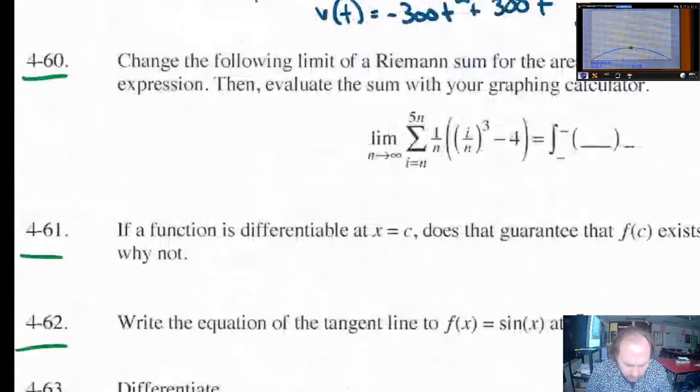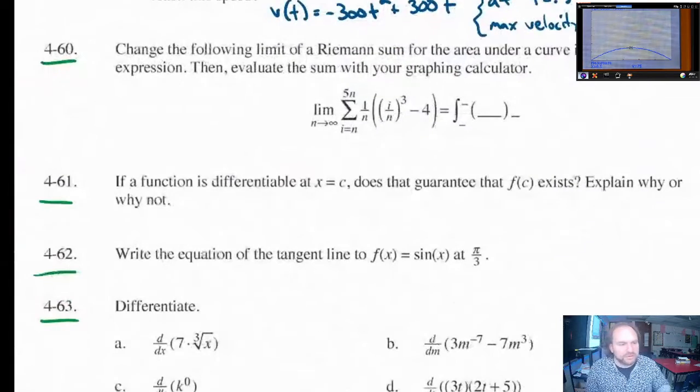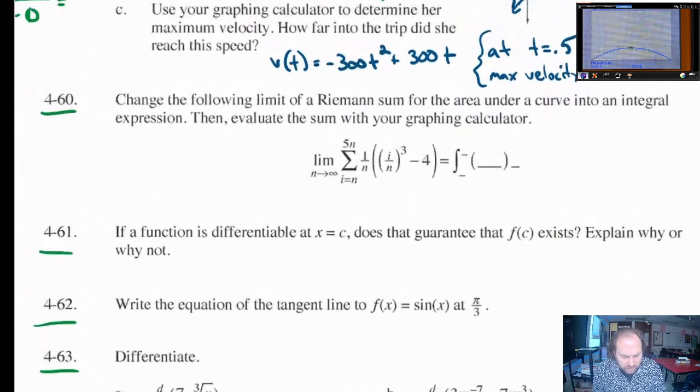Okay, question 460. Don't panic about this one. This is a really good example of what you actually will see on your AP Calc test. Change the following limit of a Riemann sum for the area under the curve into an integral expression, and then evaluate the sum with your graphing calculator. We'll be using the integral feature for this.